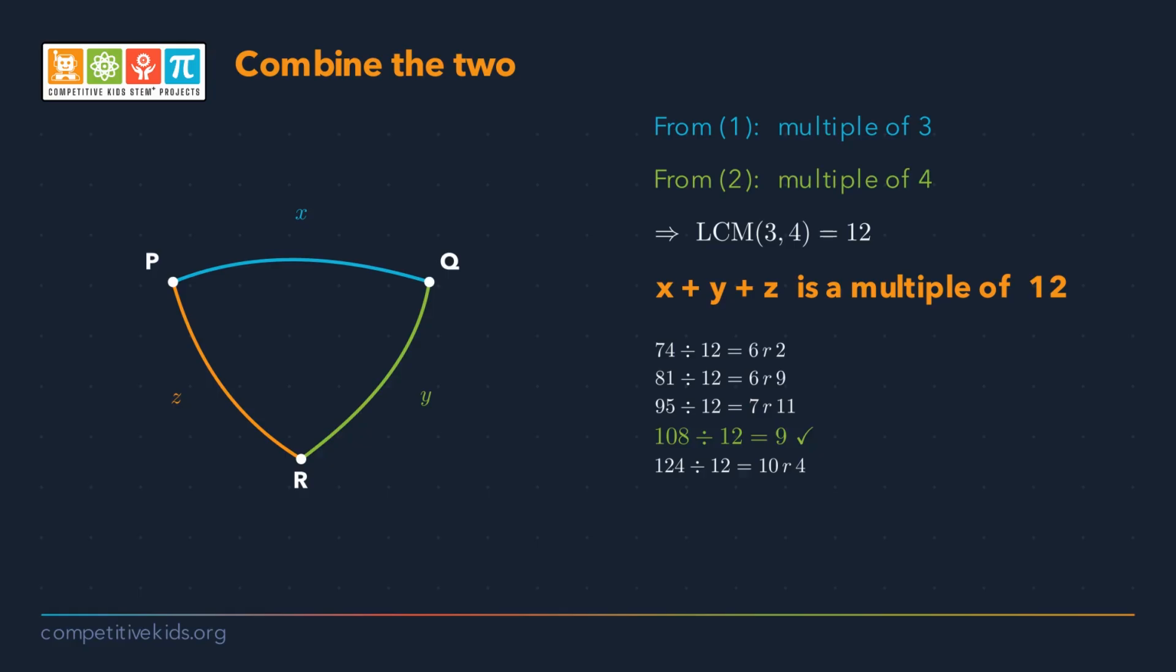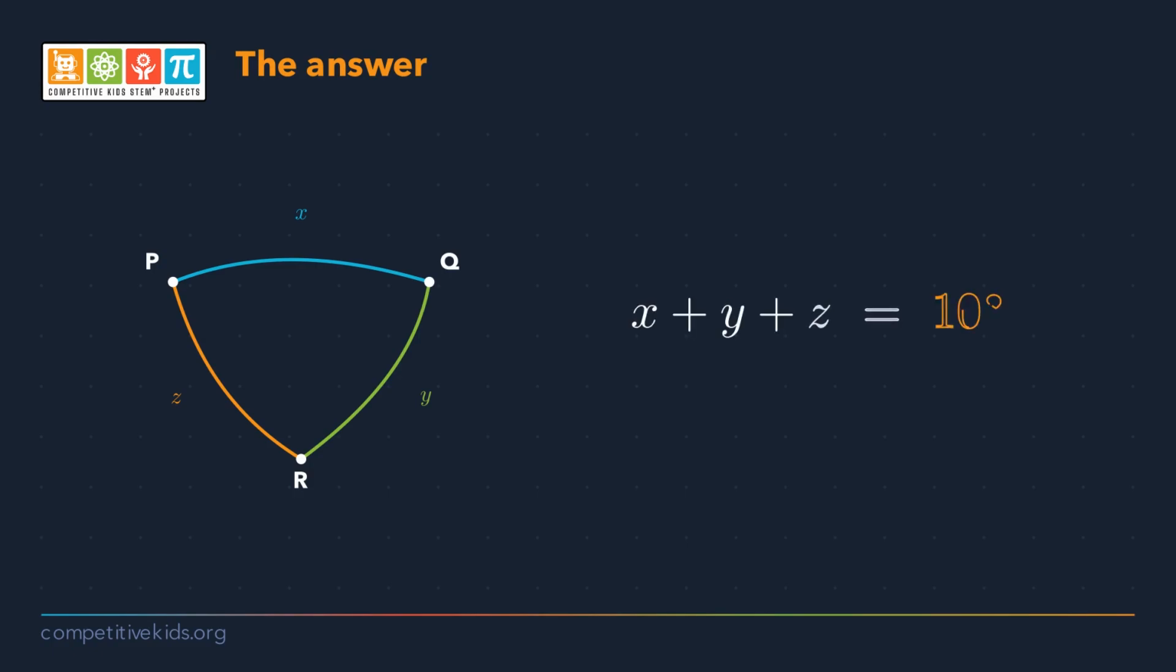Now look at the options. 74 divided by 12 has remainder 2. 81 has remainder 9. 95 has remainder 11. 108 is exactly 9 times 12, a perfect match. 124 has remainder 4. Only one option works. So x plus y plus z equals 108 kilometers. That's the answer. And here is the lesson worth keeping.